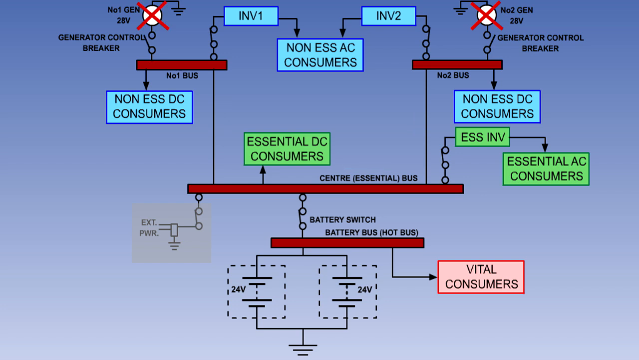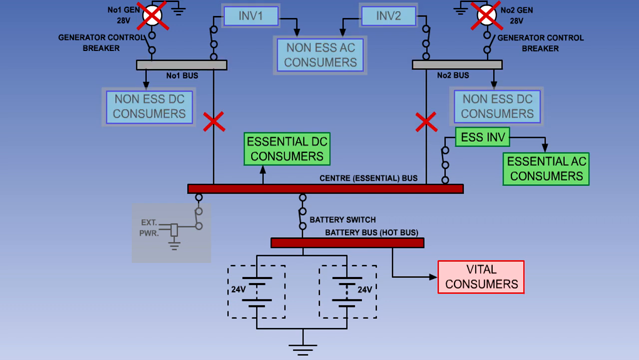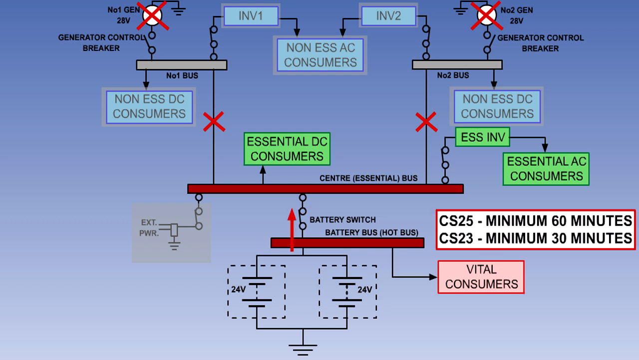Should both generators fail, however, non-essential consumers can no longer be supplied, and the connections between numbers 1 and 2 busbars and the center busbar will be broken. The batteries will automatically supply power to the essential services and keep them operating for a predetermined period of time, calculated on the basis of consumer load requirements and battery state of charge.